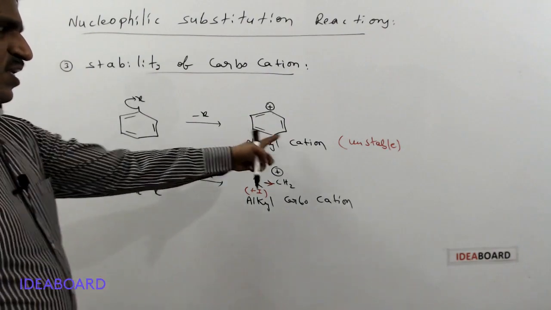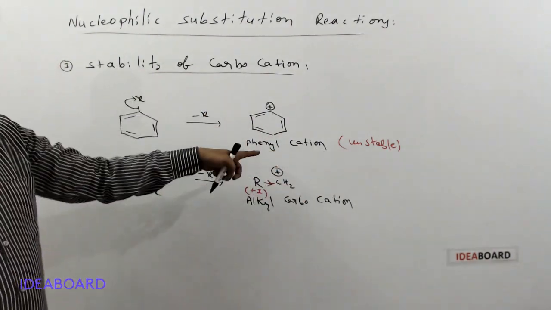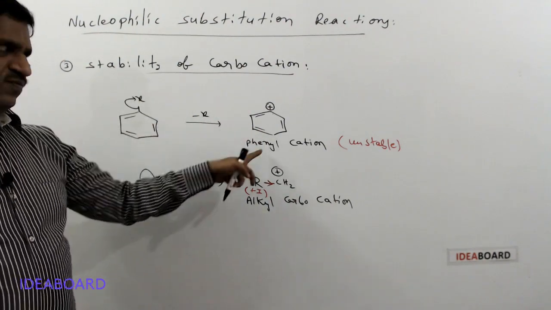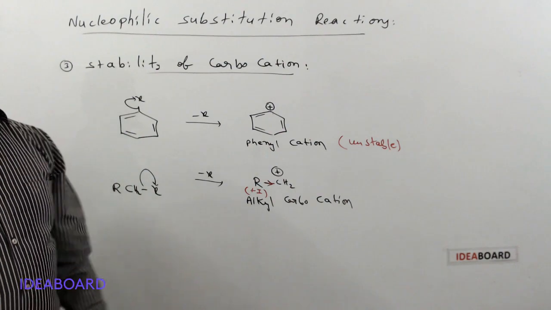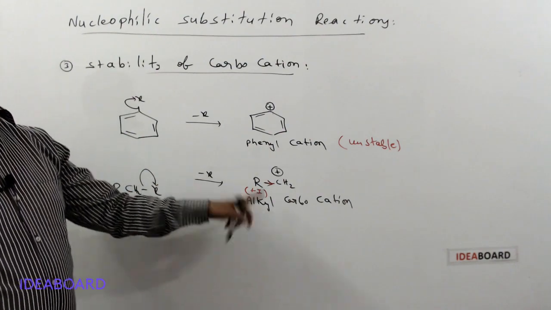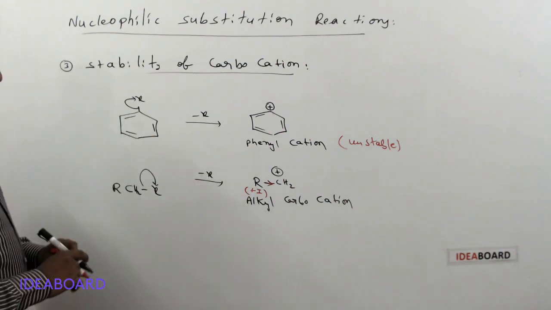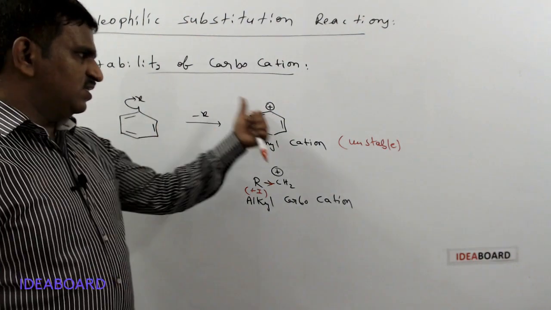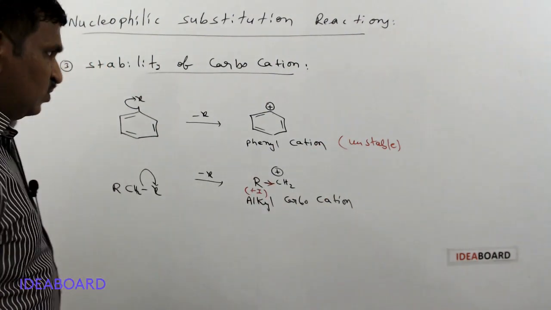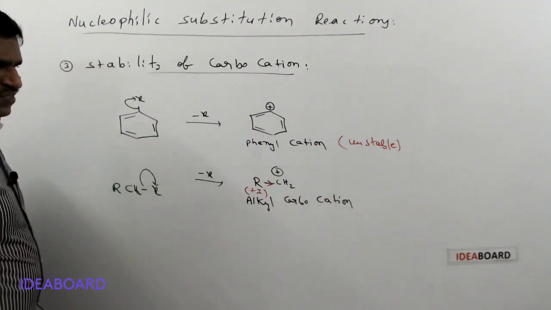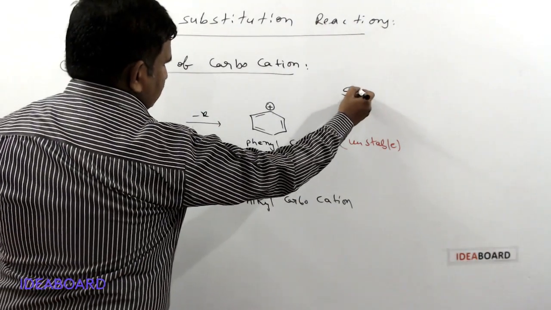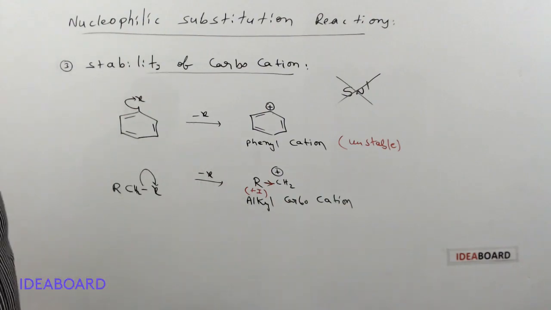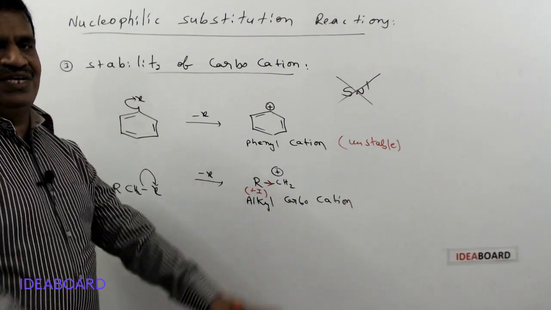So if a phenyl carbocation or phenyl cation is formed by the nucleophilic substitution reaction, generally, first what is formed is a phenyl carbocation, or in alkyl halides, an alkyl carbocation. So if phenyl carbocation formation occurs, the stability is decreased. So in nucleophilic substitution reactions of aryl halides, please remember SN1 reactions are completely ruled out. There is a possibility of SN2 reaction.